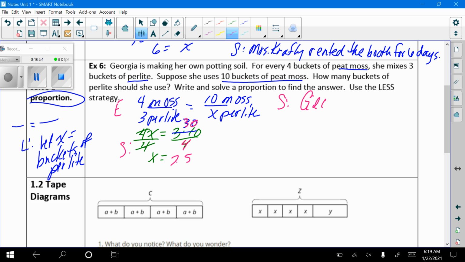Georgia will need 7.5 buckets of perlite.